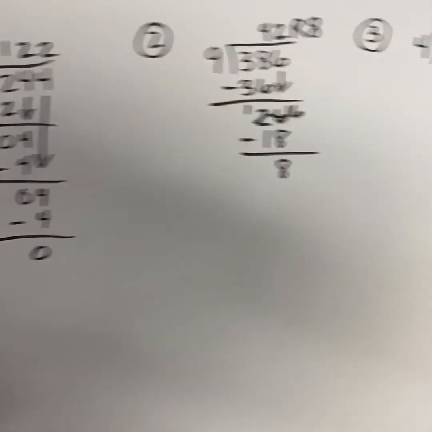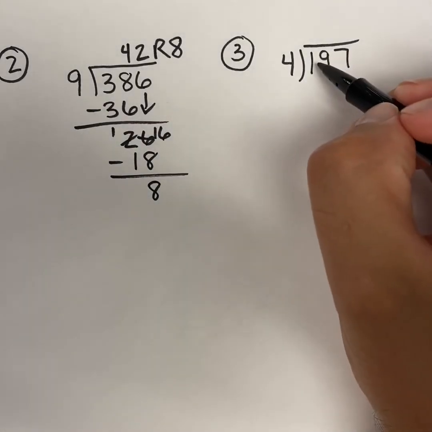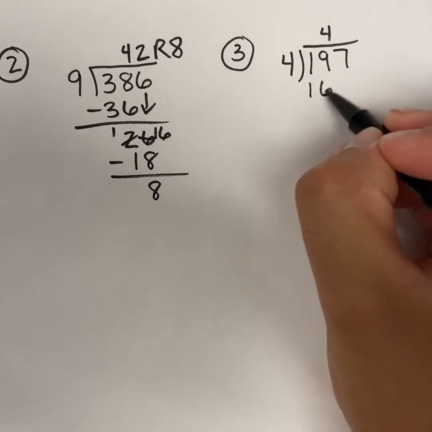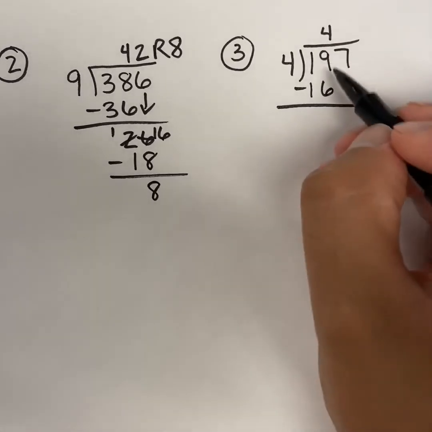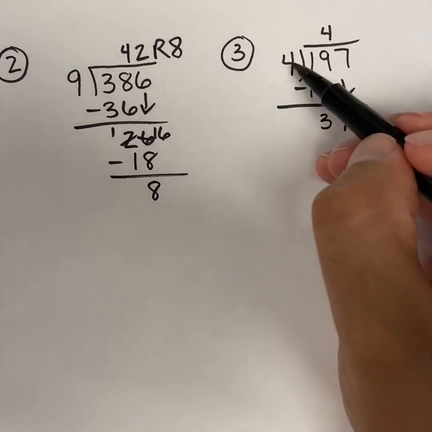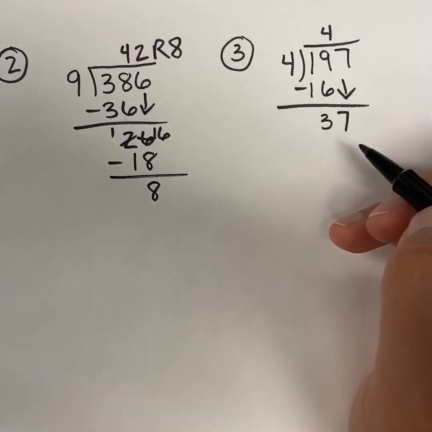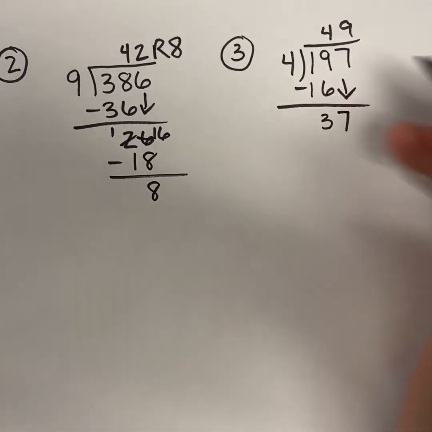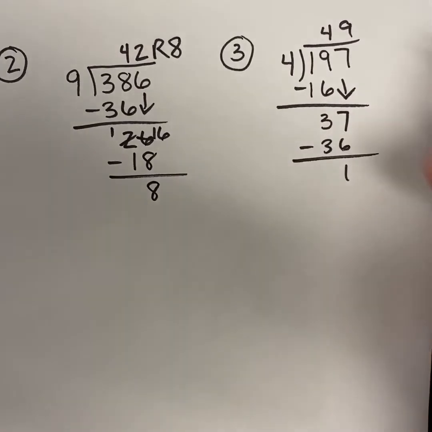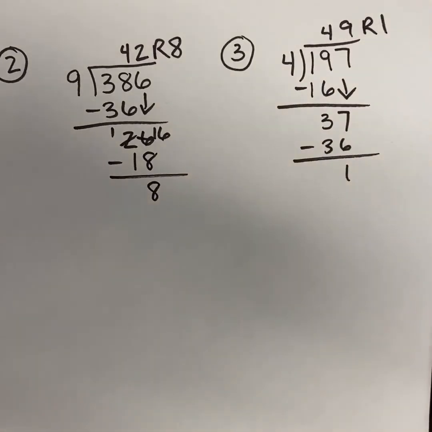All right. And our last problem here, 197 divided by 4. Does 4 go into 1? No. Does 4 go into 19? Yes. 4 times. 4 times 4 is 16. You multiply. We subtract. 3. Bring it down. How many times does 4 go into 37? Well, 4 times 9 would be 36. So that's, I think, as close as we can get. 4 times 9 or 9 times 4 is 36. We subtract. We're left with 1. We have nothing left to bring down. So this is my remainder of 1.